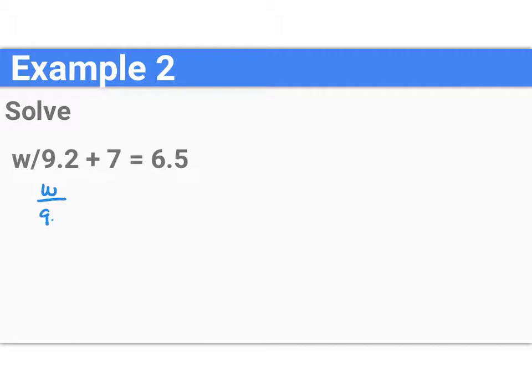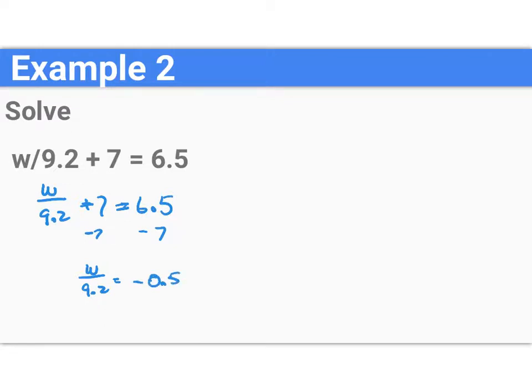W over 9.2 plus 7 equals 6.5. So we see that division is being done to our variable. So we get rid of the 7. We subtract 7 from both sides. And W over 9.2 equals negative 0.5.